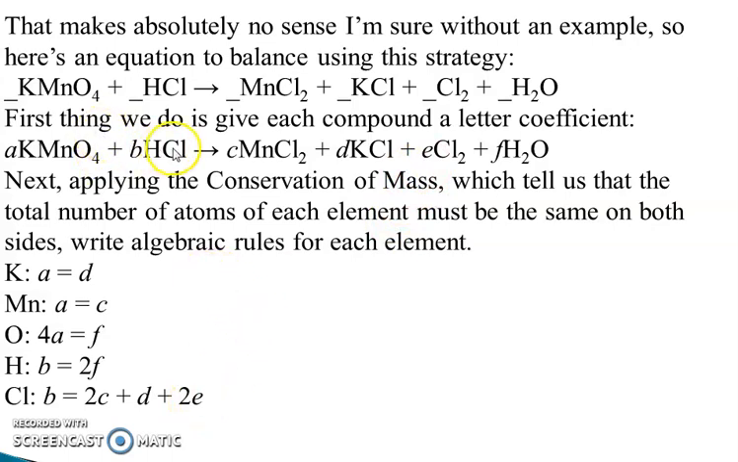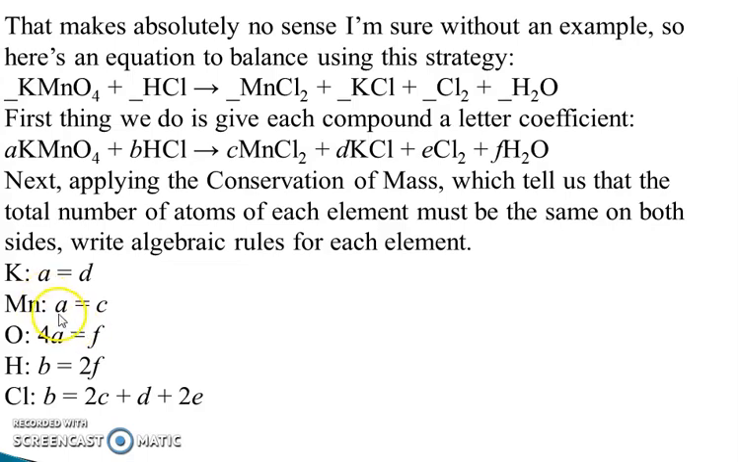On the reactant side, Cl is present along with B, so we will put B here. So basically B, the Cl on the reactant side, becomes equal to 2C plus D plus 2E, the Cl on the product side. Similarly, hydrogen, which is equal to B on the reactant side, is equal to 2F of hydrogen on the product side.